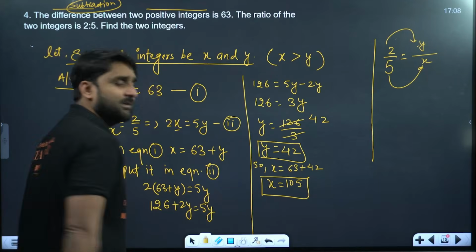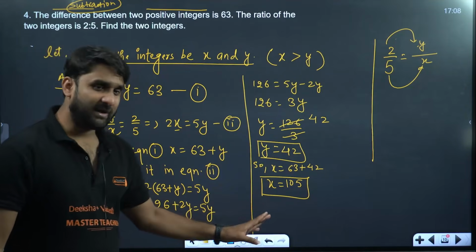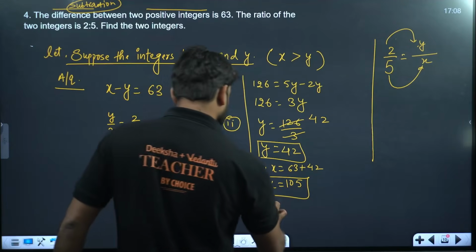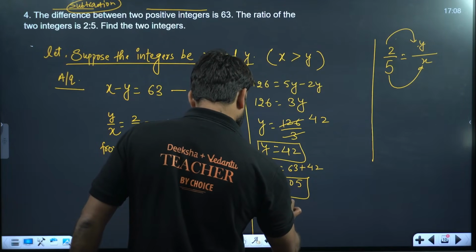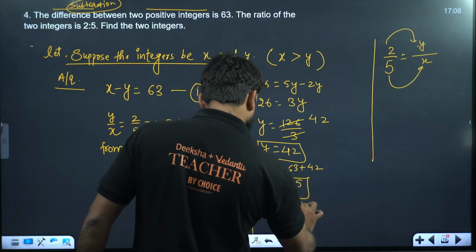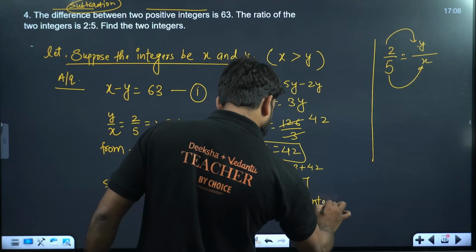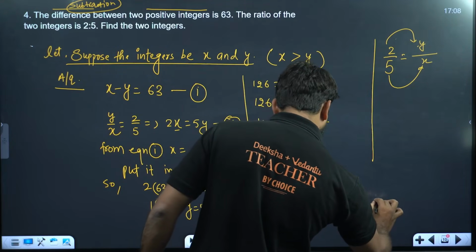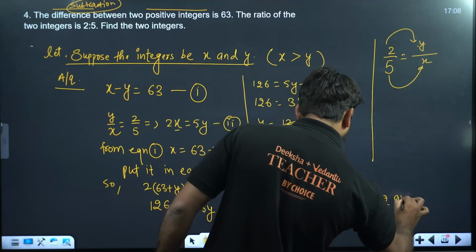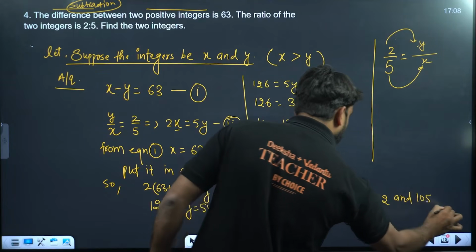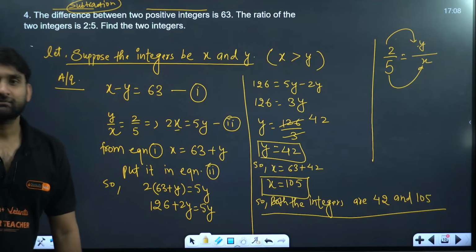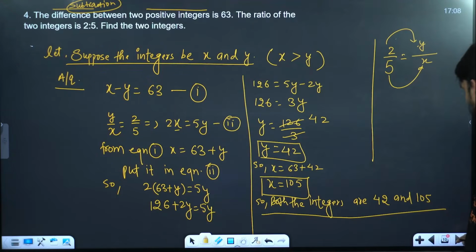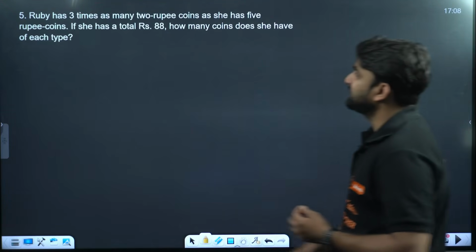So x is equal to 63 plus 42, which is 105. This is the answer. So we supposed x and y are integers, so both the integers are 42 and 105. This is the answer. I hope this is clear to you all. Okay, moving to next question.